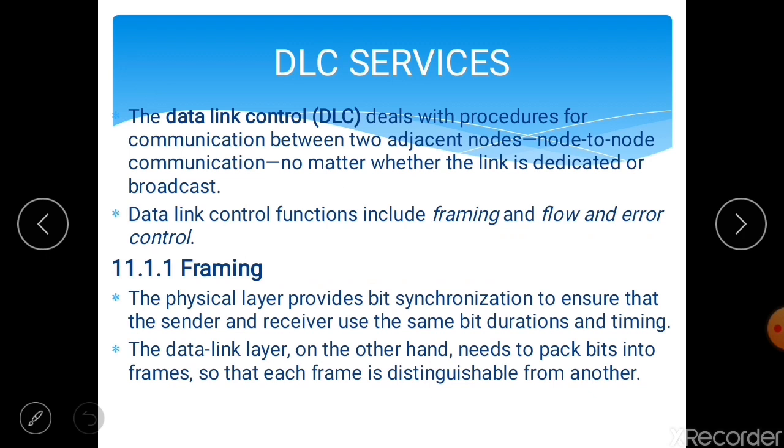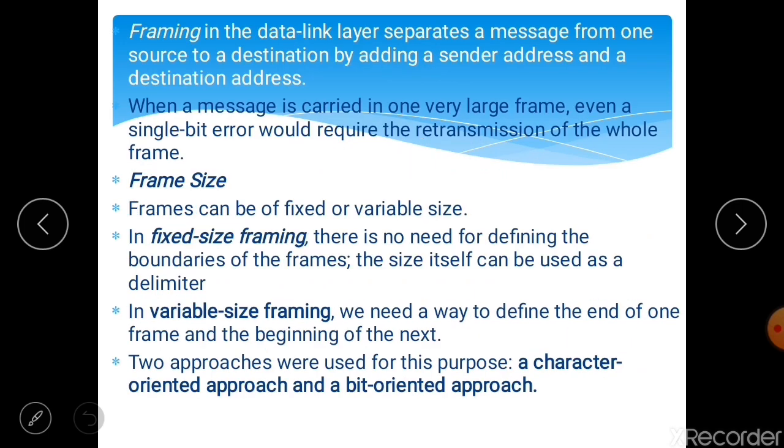Just consider the example of our postal system. The simple act of inserting a letter into an envelope separates one piece of information from another. The envelope serves as the delimiter. In addition, each envelope defines the sender and the receiver address, which is needed for the postal system. So, framing in the data link layer separates a message from one source to a destination by adding the sender and the destination address.